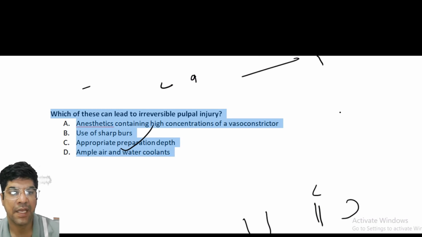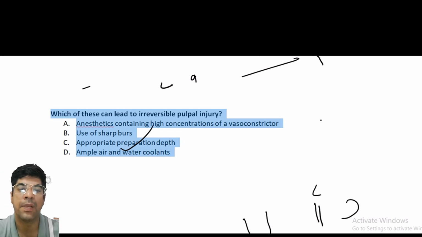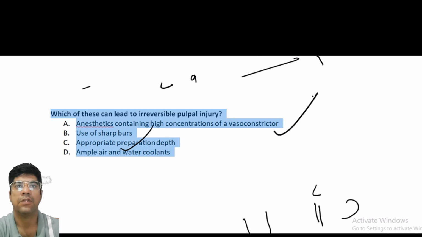The other options like use of sharp burs, appropriate preparation depth and ample air and water coolants are measures taken during the dental procedure to minimize pulpal injury. So your answer will be A.